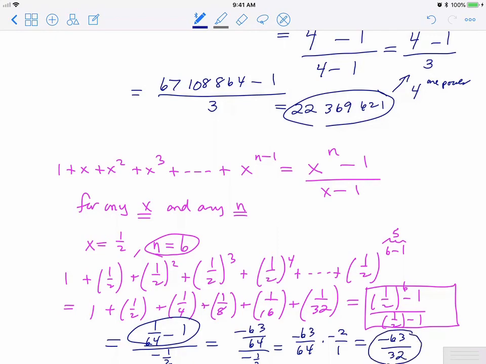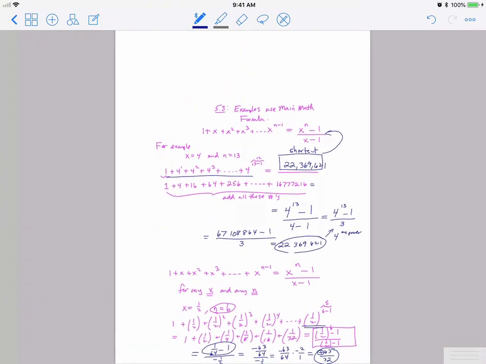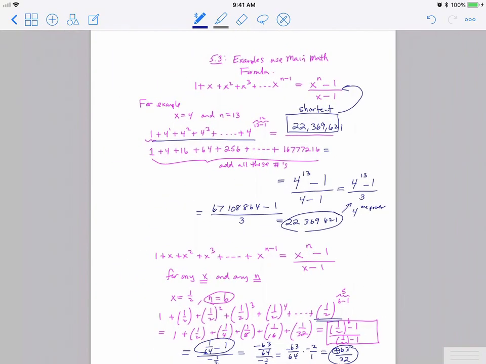So that is what those numbers 1 plus 1/2 plus 1/4 all the way up to 1/2 to the 5th add up to: positive 63/32. So that would be the end of those two examples, and in the next videos we will see how that formula is applicable to the business math context, with compounding of interest and ordinary annuities.